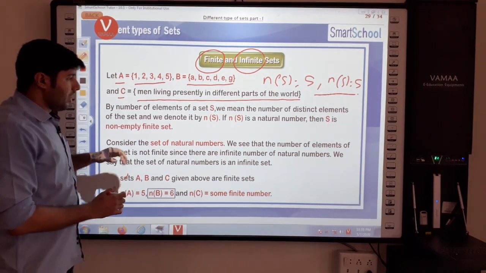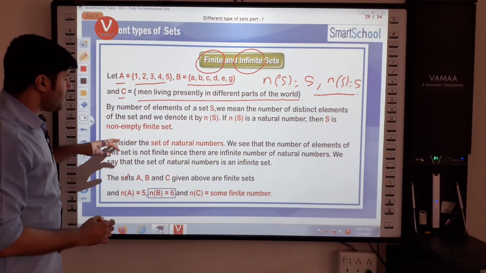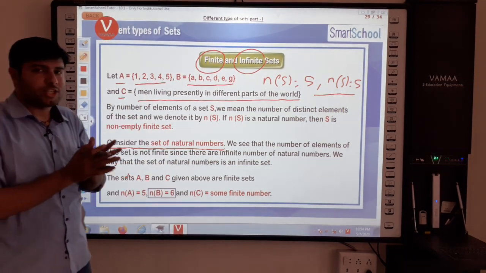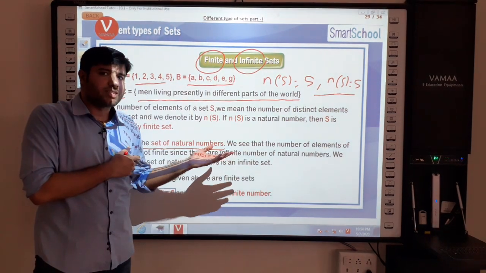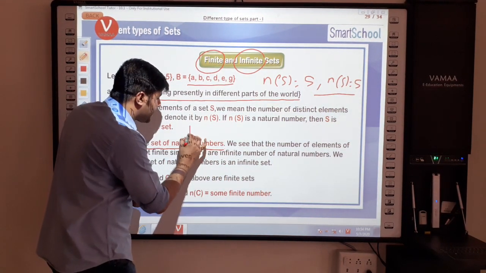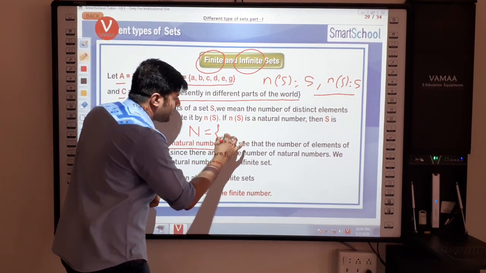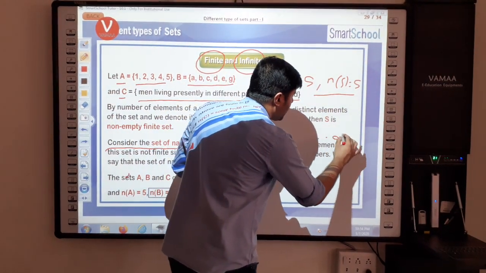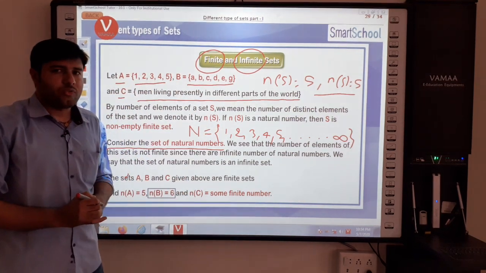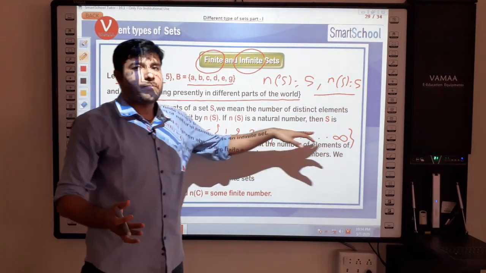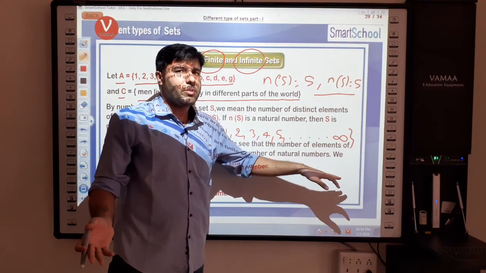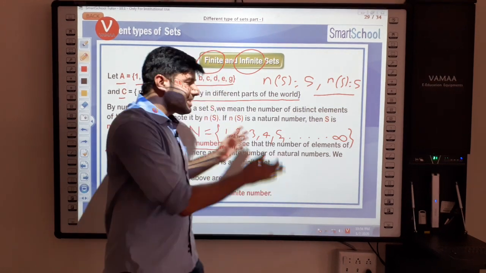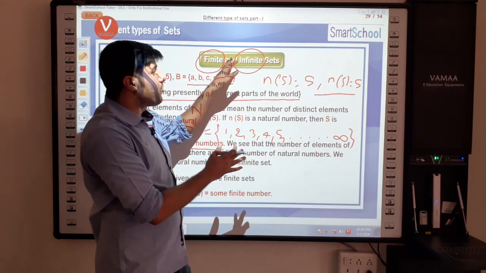Okay, now we will come to the next part, and it says to consider the set of natural numbers. I have many times used this example, the set of natural numbers. If we take the set of natural numbers, it will have 1, 2, 3, 4, 5, and it will keep moving on till infinity. So if I ask you whether we can count the number of elements in this set, obviously your answer will be no, because it is moving till infinity. So how can we count the number of elements? So these kinds of sets are considered infinite sets.